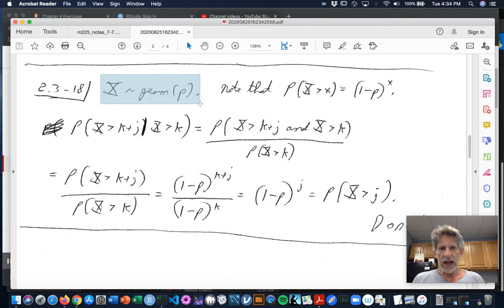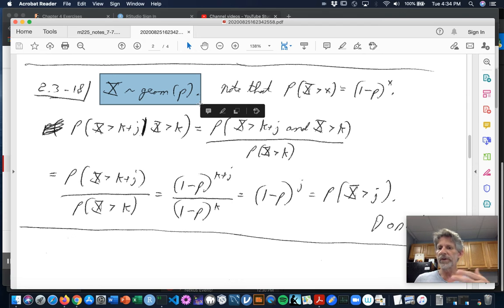So I'm saying, let's let X be geometric with some parameter p, where p is the chance of success on each trial in your Bernoulli process. So p is a number between 0 and 1.